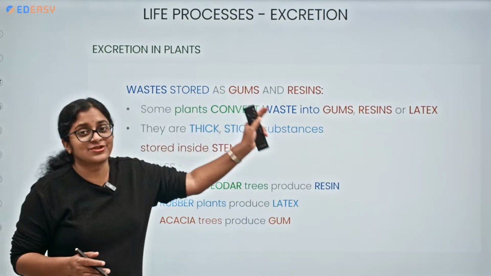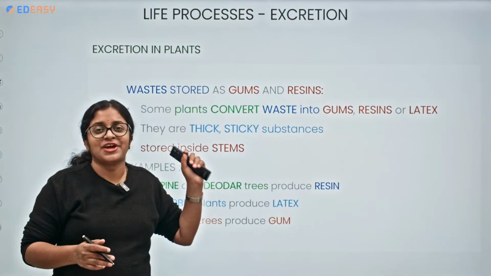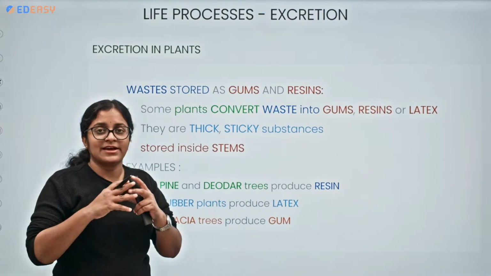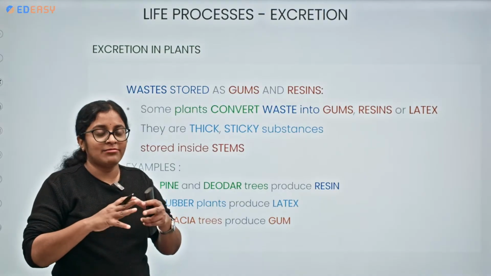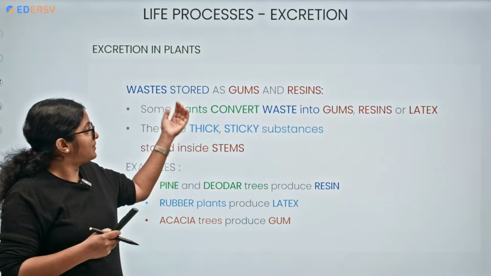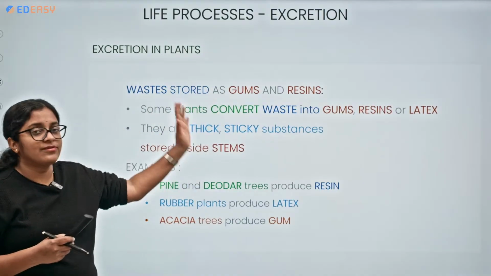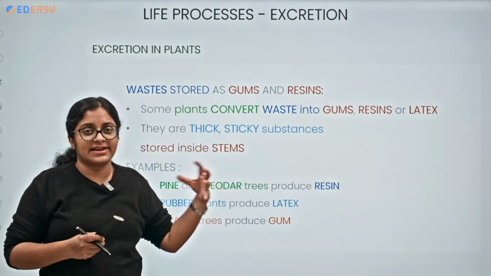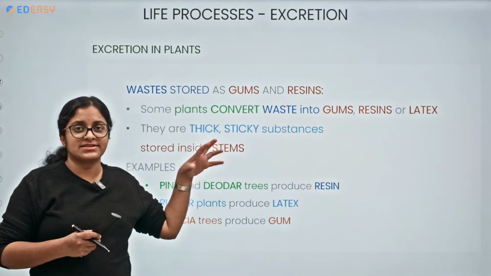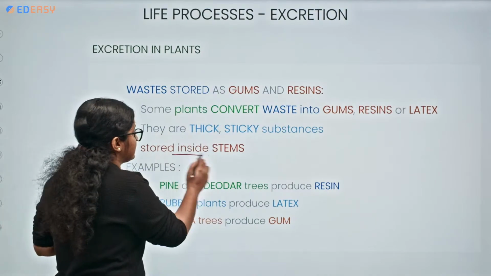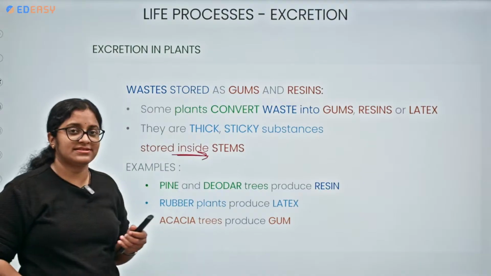The waste getting stored as gums and resins. You might have seen these gums and resins. Some plants will not be able to have this, but some plants are able to produce gums and resins. What they do is convert the waste that is being generated into gums and resins, or sometimes latex. They are very thick, sticky substances which generally get stored inside the stems.